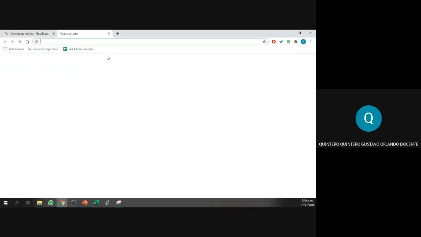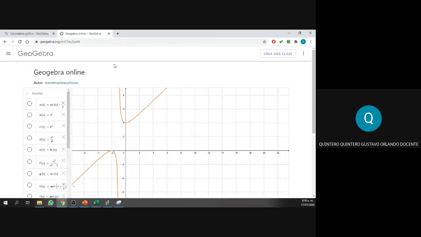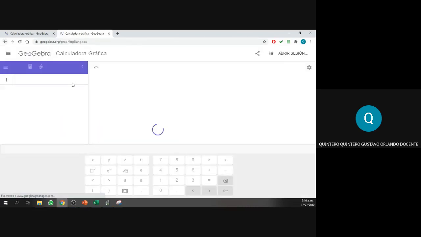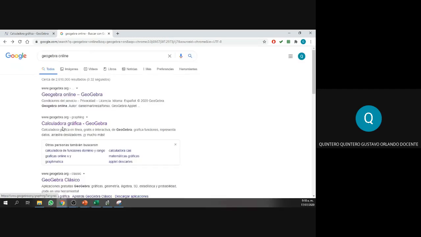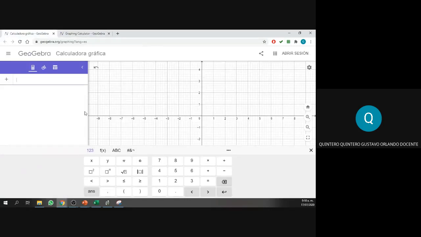All you do is type GeoGebra online. Click there, and this is not what I was looking for. GeoGebra graphic there. There it is, right? So type GeoGebra online, then the second one, and it's going to prompt you to the graphing tool. It is this one.